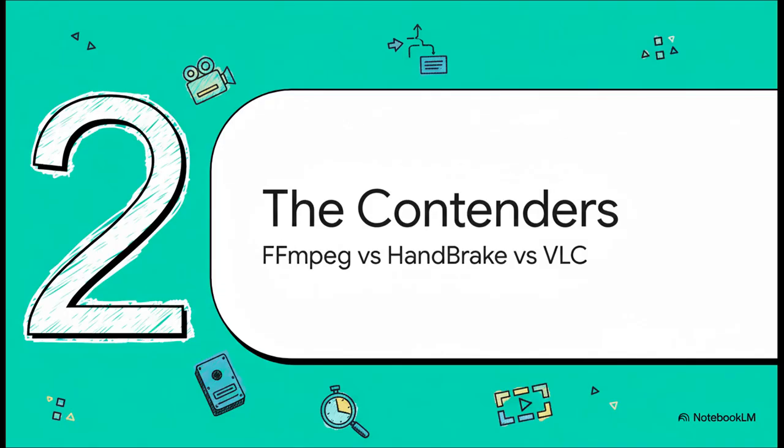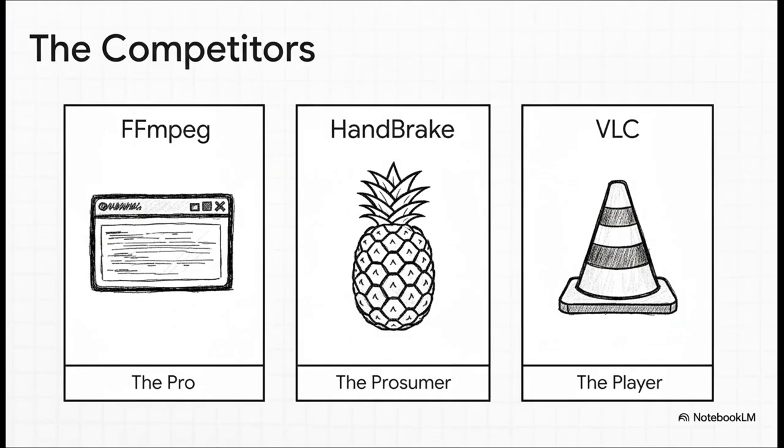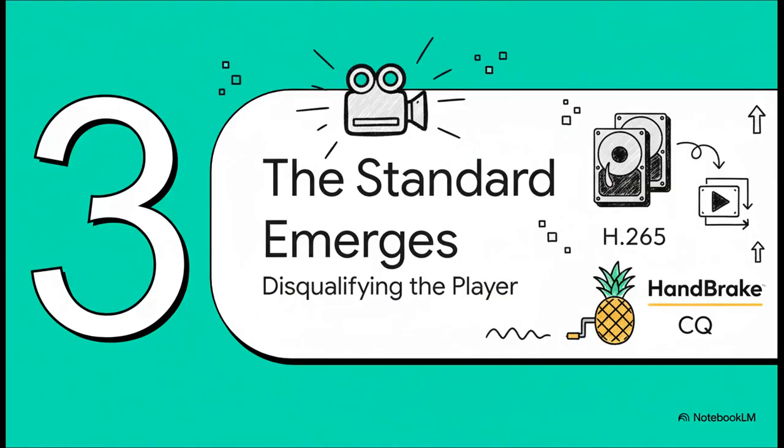All right, so we know the rules of the game. Now, let's meet the players. We're putting 3 of the most common tools out there head-to-head to see which one really lets us use our 4 pillars correctly. So in one corner, we've got FFmpeg. This is the raw engine, the command line beast that basically powers video on the internet. Then there's HandBrake, the go-to app for pretty much every enthusiast. And of course, there's VLC, the media player that I think it's safe to say is installed on every computer on the planet.